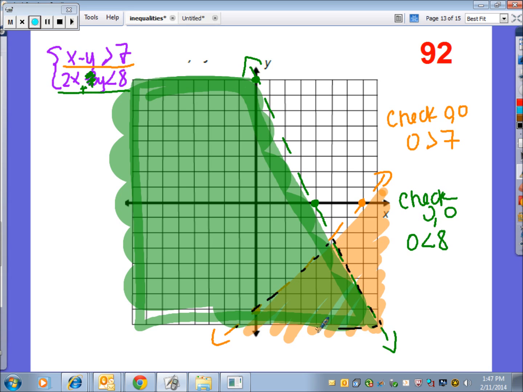There's also a corner point here where the two lines intersect. That corner point is 5, -2.